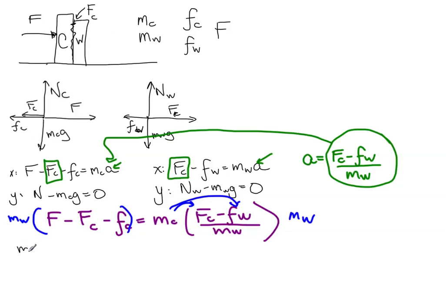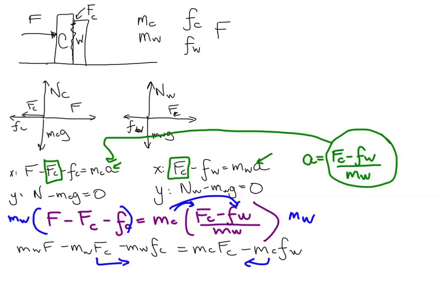M sub w F minus m sub w F sub C minus m sub w friction C equals m sub C F sub C minus m sub C F sub W. All right? Now it's everybody with the contact force on one side, everybody without the contact force on the other side, which means that this guy has to go that way, and this guy goes this way, and we have this new equation.